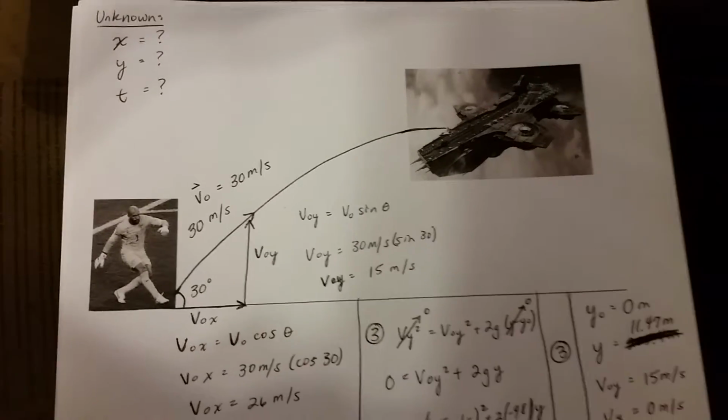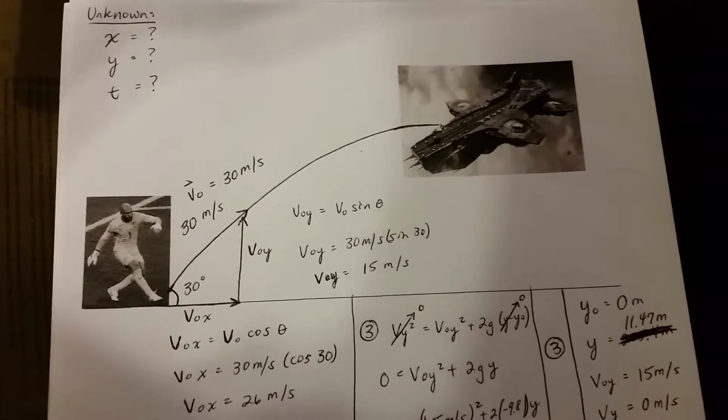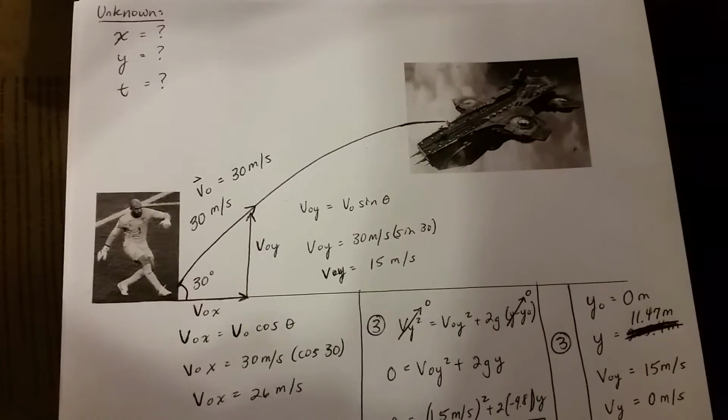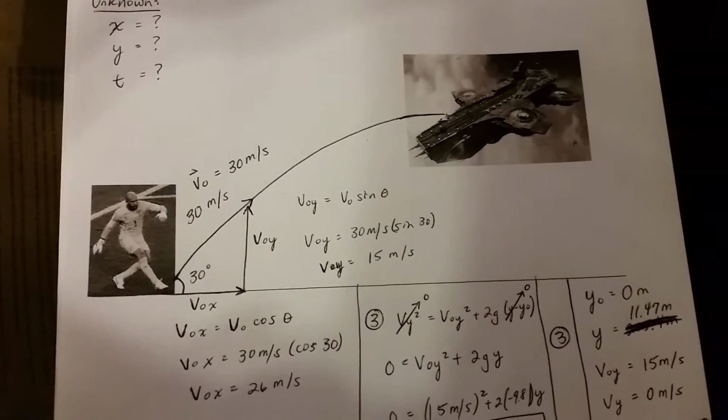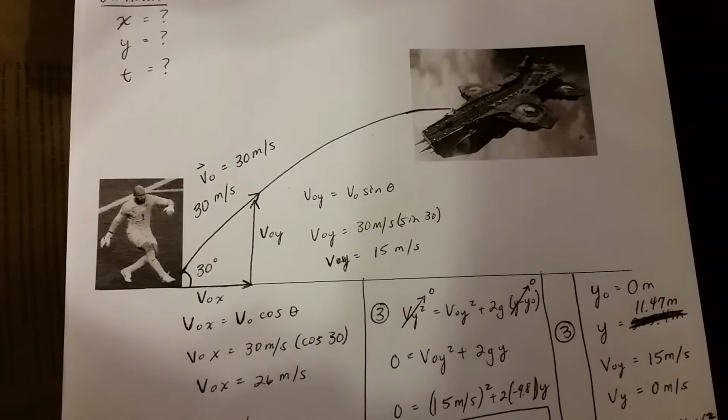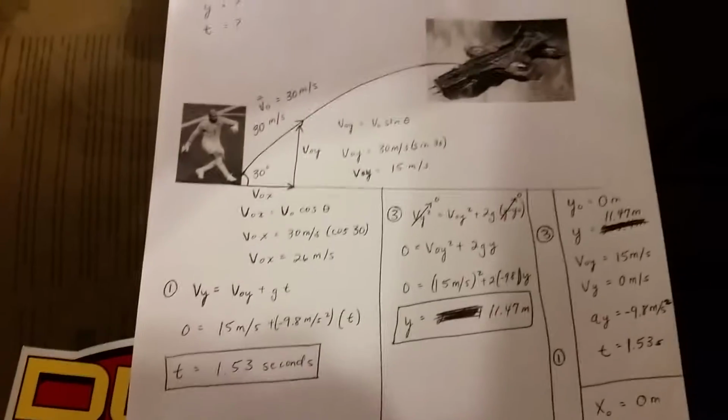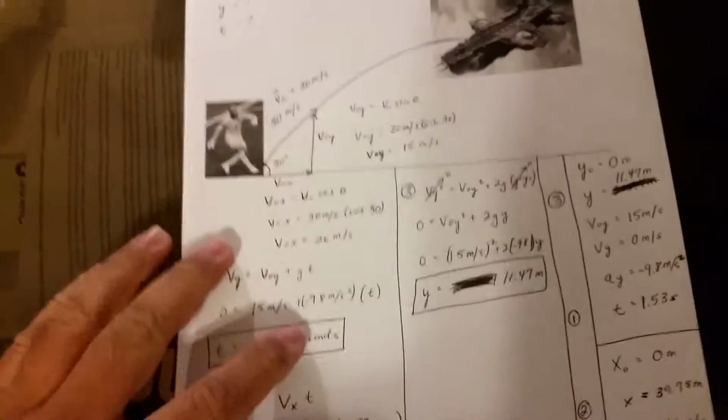And what we're going to do here is find the time it takes for the soccer ball to reach the Avenger ship, and then figure out the horizontal distance the ball travels, and then the vertical distance that the ball travels. And if you notice here, I have all my components listed on the right, and this is all the math that we did here to find it.